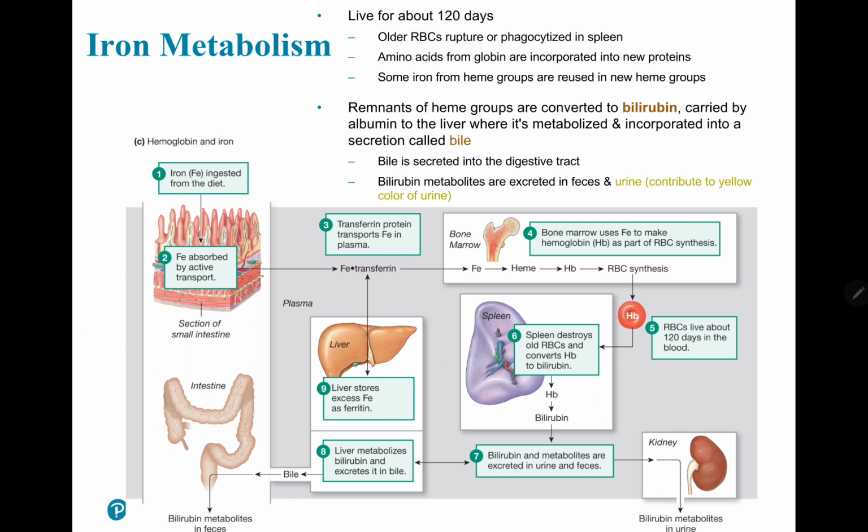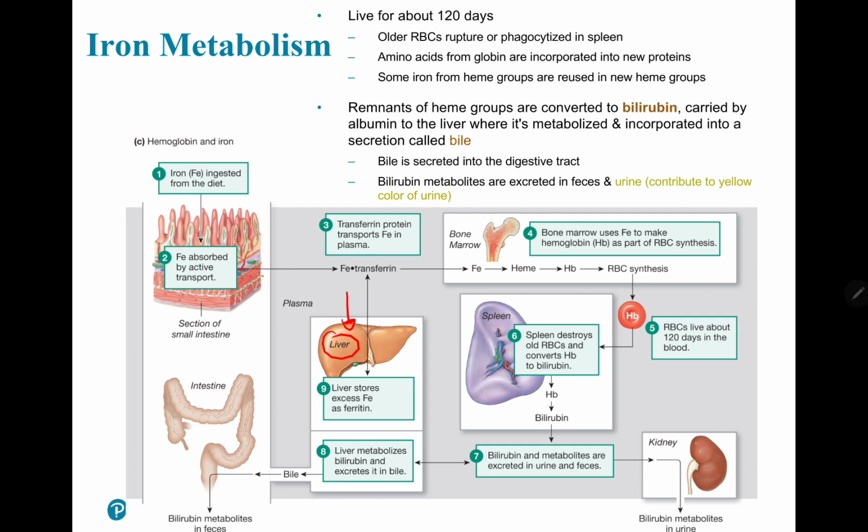As we ingest iron from our diet, it's absorbed by active transport over the epithelial lining of your small intestine. We have transferrin, a protein in your plasma that helps transport iron, taking it to the bone marrow. The bone marrow uses that iron to make hemoglobin as part of red blood cell synthesis. And if we have too much iron, it's going to store that iron in the liver.